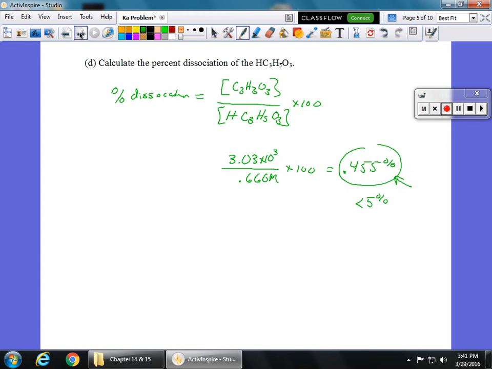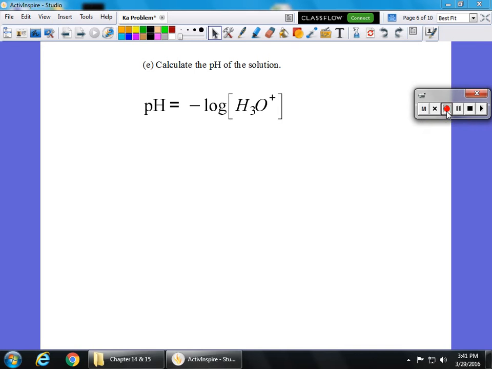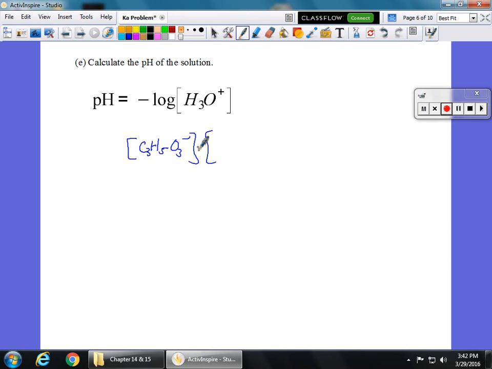Part E asks us to find the pH. So hang on one second, let me get rid of this background. Okay, so in part E we're looking to find the pH of our solution, and the pH is the negative log of the hydronium concentration. So there's really two things that you have to realize here. First of all, you have to realize that in an earlier part we had already found the concentration of our conjugate, the C3H5O3, and that is equal to the concentration of your hydronium, right?